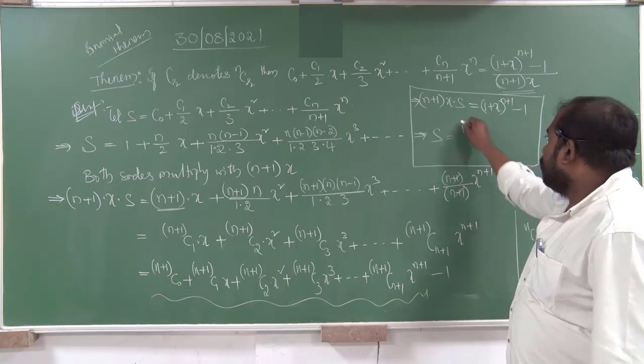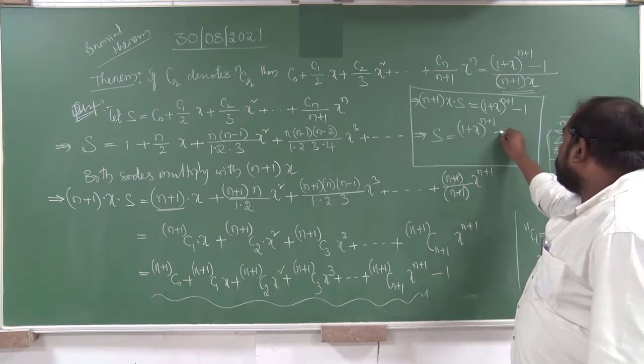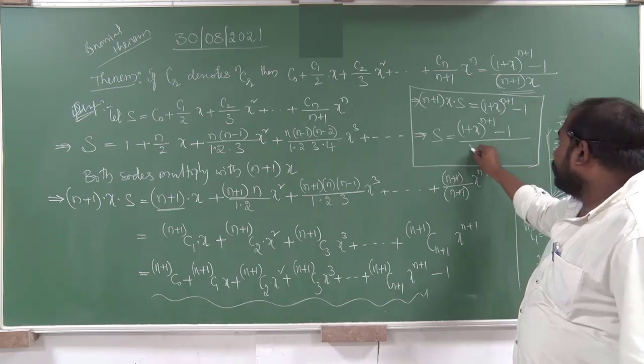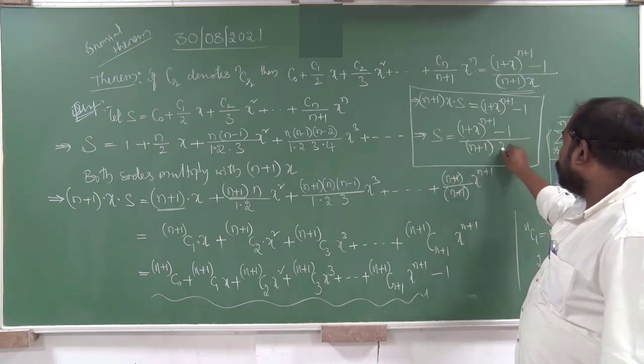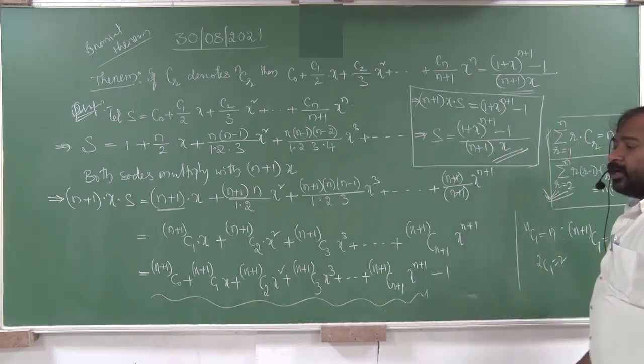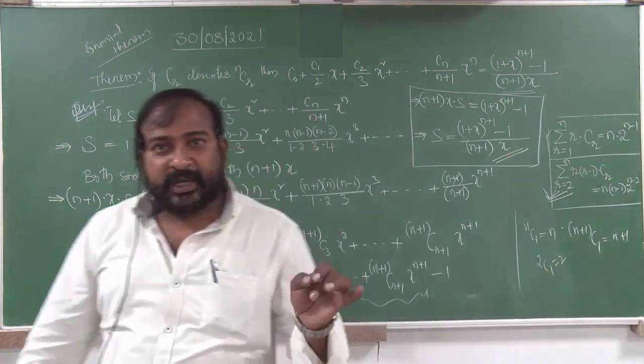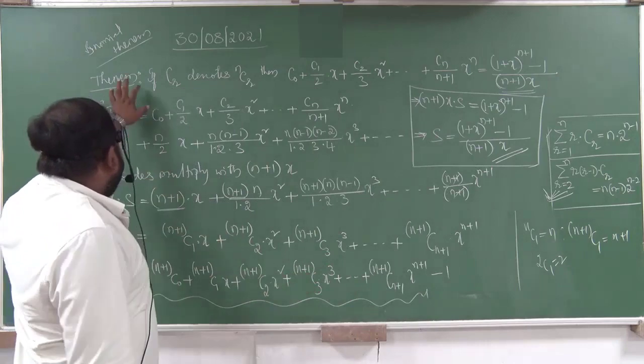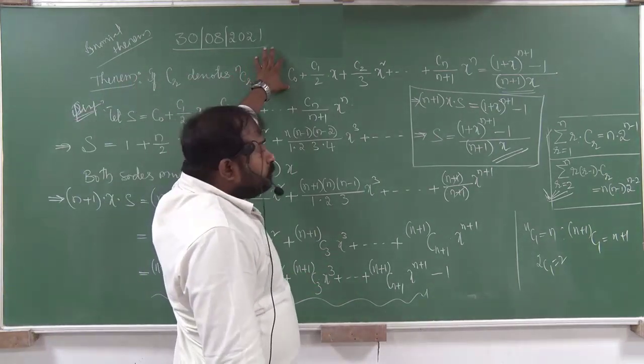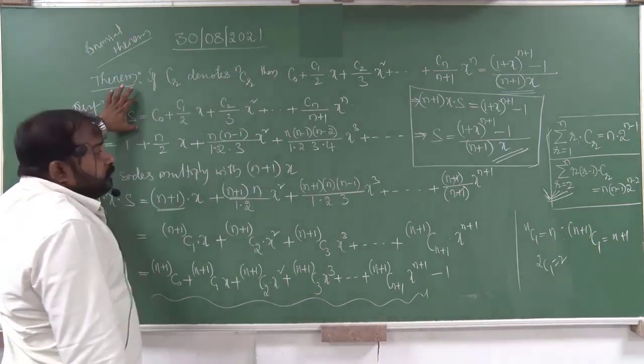1 plus x whole power n plus 1 minus 1 by n plus 1 into x is the value. I hope that this is clear for you. Once again I will explain. My requirement is this value. So I have taken that as the value.